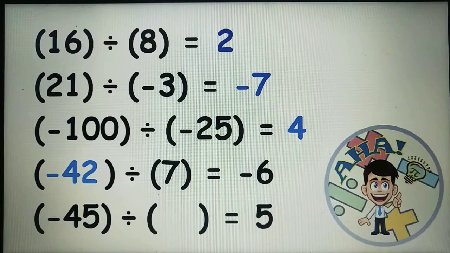How about this? This time, the divisor is missing. What do you think is the number, so that if we use this number to divide negative 45, the answer is 5? You're right. That is negative 9. As you can see, the quotient is positive. So this gives us a clue that the two numbers must have the same sign. So our divisor must be negative. Then 45 divided by 9 is equal to 5.